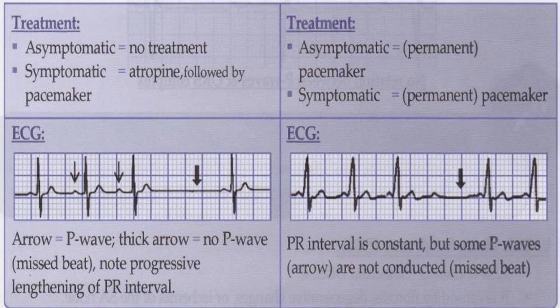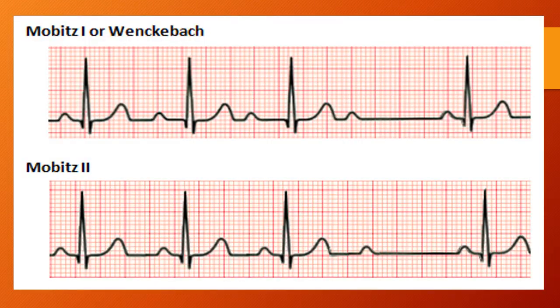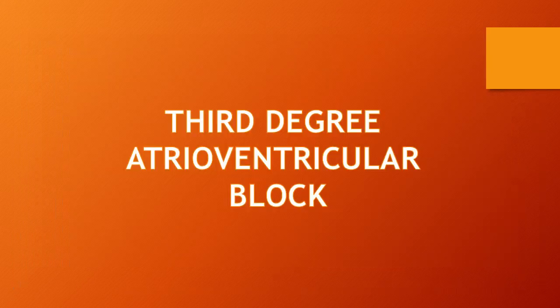And in the Mobitz type 2 ECG, you can see the PR interval is constant. It's the same throughout the ECG rhythm. However, there is a missed beat in between. This is another picture. You can see in Mobitz type 1 or Wenckebach that there is prolongation of the PR interval, then a missed beat. And in type 2, there is no prolongation of the PR interval, and there is a missed beat.